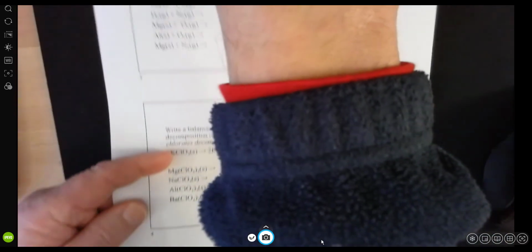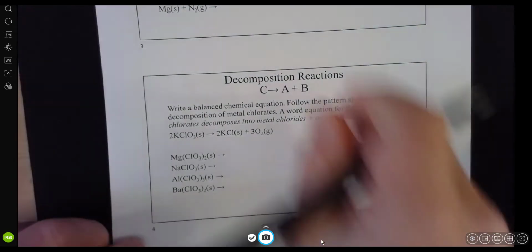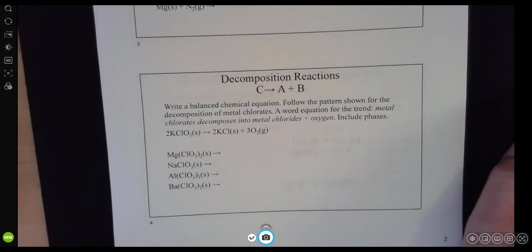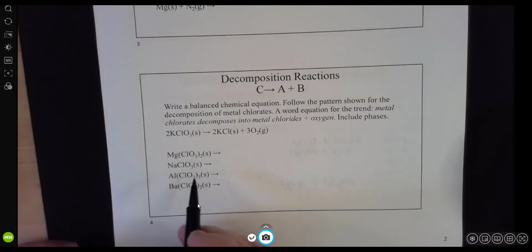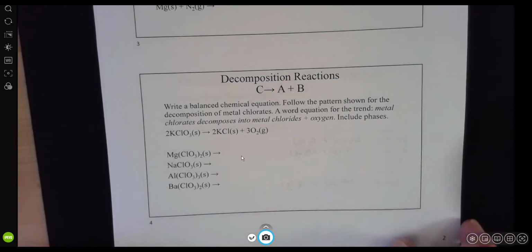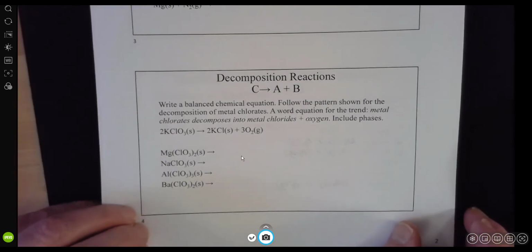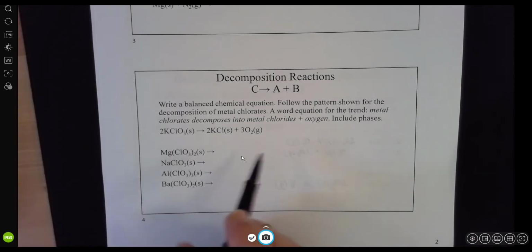Now let's look at the ones that are more like what we're going to be facing in part 2. The first thing is there are certain trends, and the trend that we're looking at here is the decomposition of metal chlorates. Oops, my screen froze. Decomposition of metal chlorates. So let's look at this. It's a little bit tippy. Let me see if I can straighten this out a little bit. Close enough. Okay, there's a trend here.